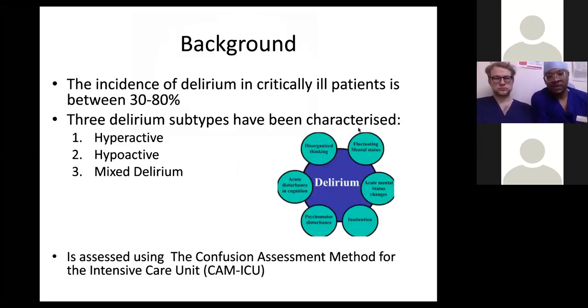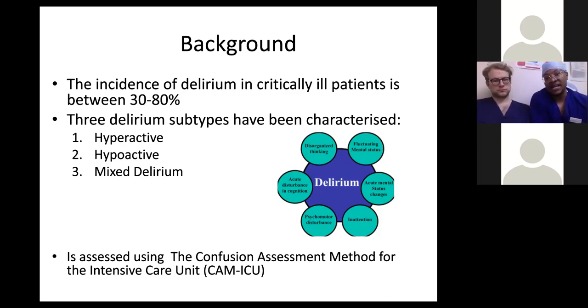So just a bit of background. We know that delirium is a syndrome which is characterized by these 6 features: predominantly disorganized thinking, fluctuating mental state, acute mental status changes, inattention, psychomotor disturbance, and disturbance in cognition. And why is this important? Well, we know that patients in the critical care setting will experience some form of delirium. That's usually between 30 and up to 80% of our patients, with the higher end being those that have been intubated, ventilated, and on sedatives and strong analgesic control.